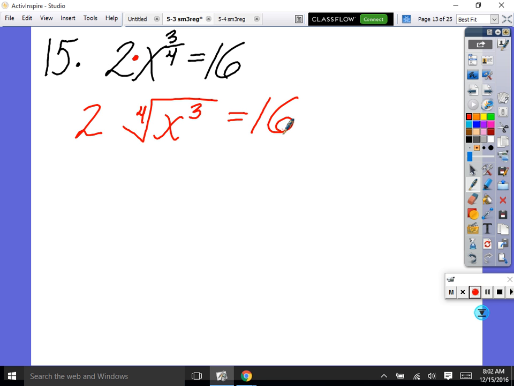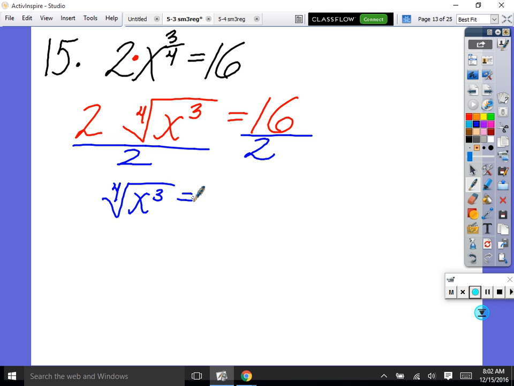Okay. So now our first step is to isolate the radical. Get the radical all by itself. Nothing multiplied to it, nothing added to it. So what should we do first? Good. Divide both sides by 2. So we have the fourth root of x to the third power equals 8, correct? Now your next step is to get rid of the radical. So we'll raise both sides to the fourth power, correct? Okay, so we'll raise both sides to the fourth.